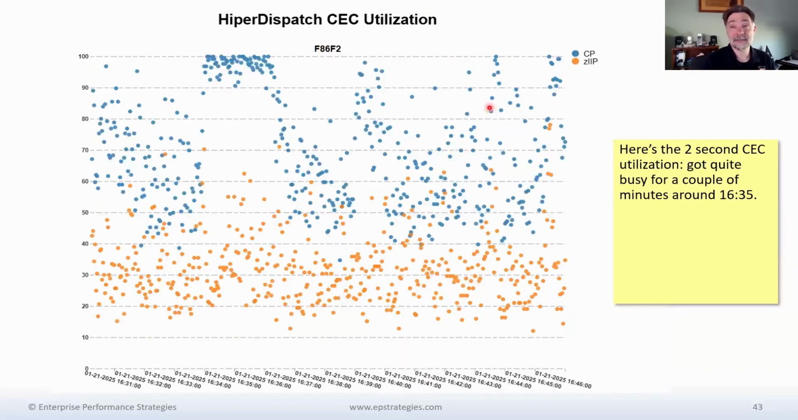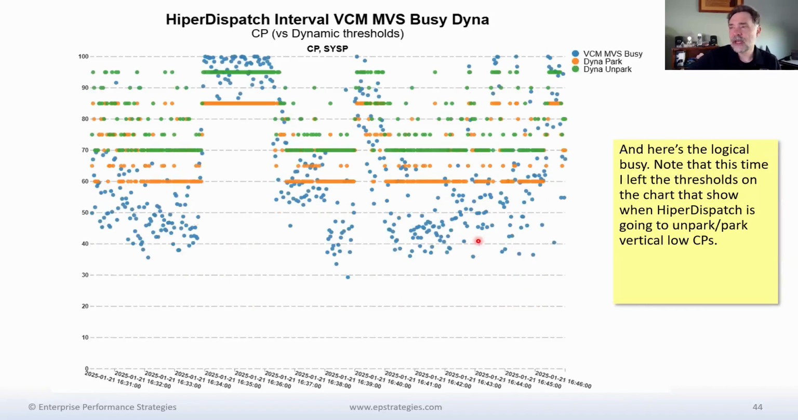And again, if we look at the hyperdispatch KEK utilization, again, on a 2-second by 2-second basis, we can see, oh yeah, look at that. There were a couple of minutes right around 1635 where the machine was in fact quite busy. I left the zips on this chart too. So on this chart, we get both the GP utilization and the zip utilization. We don't care as much about the zip utilization here. I think I just left it as a demonstration that that's there. And here's the logical MVS busy. And again, we see that it's running high during that time frame.